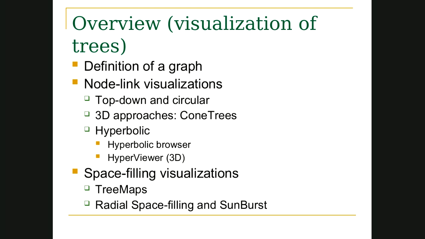And I'm going to review the definition of a graph. And there's basically two main ways to look at trees. One is node link diagrams. Depending on the spatial substrate, you'll see some interesting spatial substrate here. Some of them are 3D, but others are hyperbolic. And then we're talking about space filling visualizations in which they try to use each and every pixel. A little bit like visualization of relevance there.